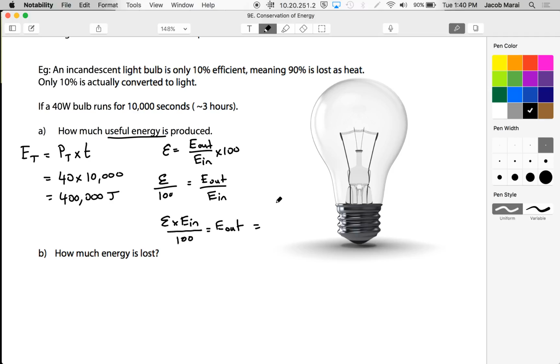Again, obviously, you could evaluate it, you could put the numbers in after this step. You could have put in 10 equals E out over 400,000 times 100, but you would still be making those same operations. You'd be dividing by 100 and then multiplying by our 40,000. So 10 times 400,000 over 100. As Marcus correctly said, you're multiplying your 400,000 by 0.1, you get 40,000 joules of useful light energy. Okay?